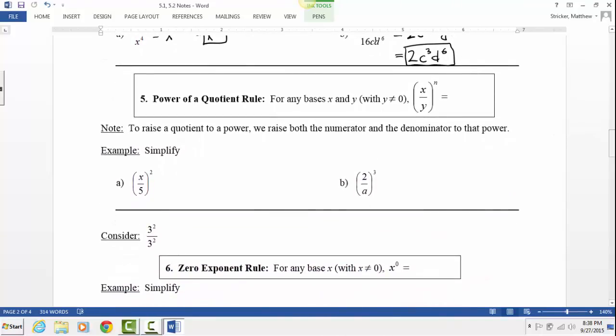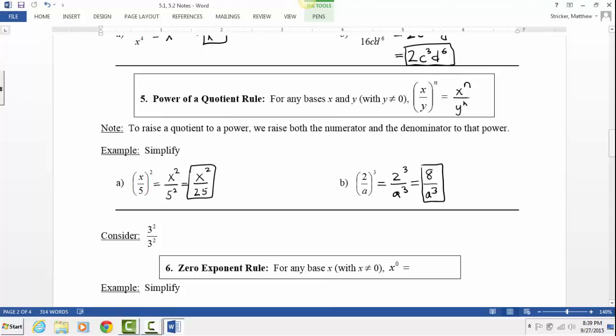We also have the power of the quotient rule. Just like we had the power of a product. So what happens here is both the x and the y get raised to the n power. So an example here, this first one would be x is raised to the 2nd power, and 5 gets raised to the 2nd power. And of course 5 squared is 25. So this can be rewritten as x squared over 25. Same thing goes for the next one. This would be 2 cubed over a cubed. Both the 2 and the a get cubed. And 2 cubed is 8. 2 times 2 times 2 is 8 over a cubed.